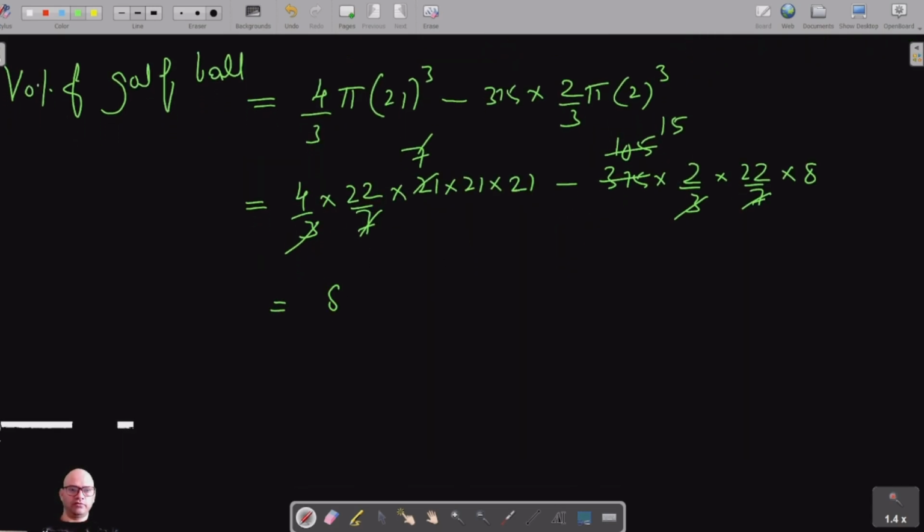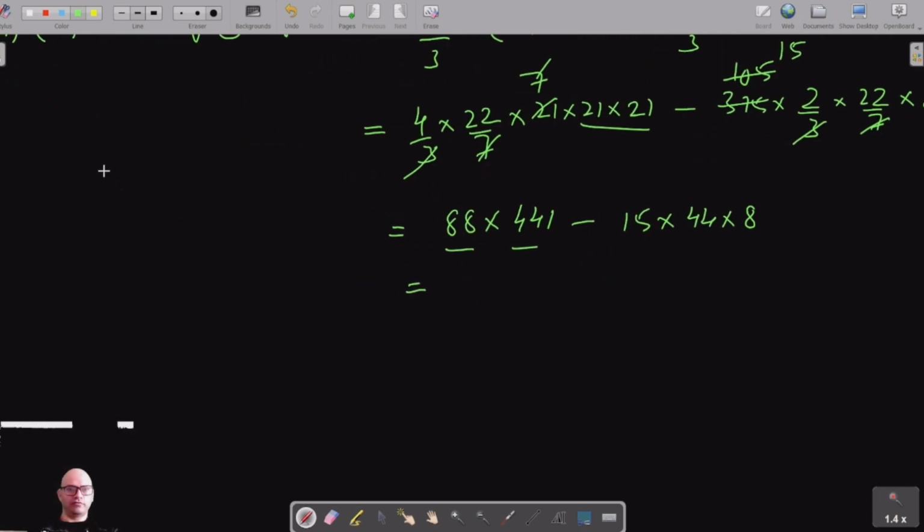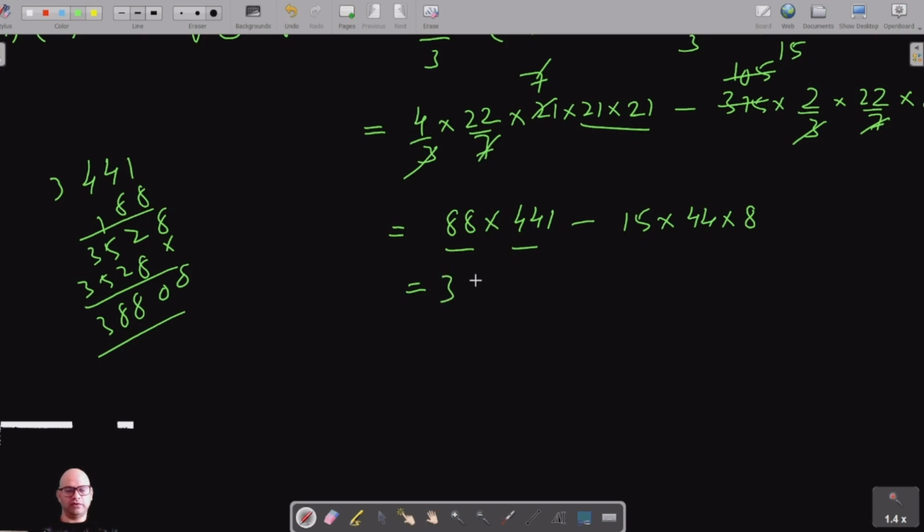So this is 4 into 22 is 88, and 21 into 21 is 441, minus 15 into 22 is 44 into 8. Okay, so 88 into 441. So 441 into 88: 8 1s are 8, 8 4s are 32, 32 and 3 is 35. So this is 38808.